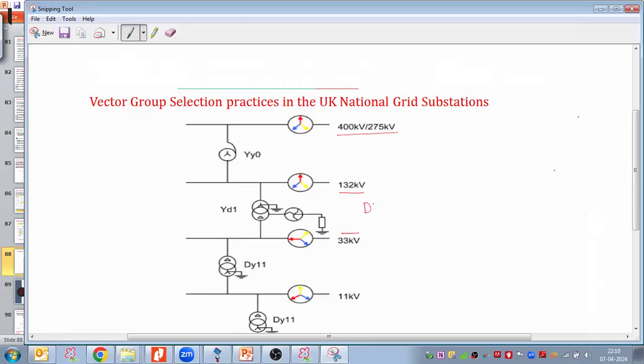Generally we take D, Y and 11 for 132 by 33 kV, but they are taking Y and D here. Since they have delta, they have to use the earthing transformer or zigzag transformer, which is here. This zigzag transformer they are grounding with the help of the neutral grounding resistor. I'll come to the earthing transformer in the earthing module, where I will discuss this.